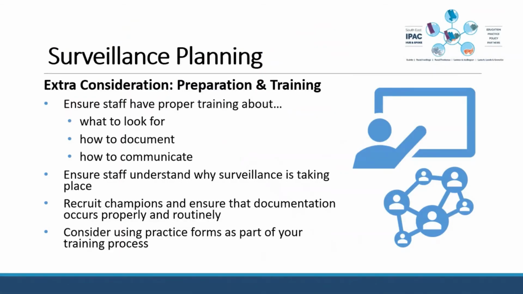Perfect. So lastly, with surveillance planning, we want to ensure that staff have proper training to know what to look for, how to document and communicate what they find, and are able to tell that to the appropriate person. And we want to make sure that staff understand why surveillance is taking place. Recruiting champions is beneficial. So now we will turn it over to Dana.